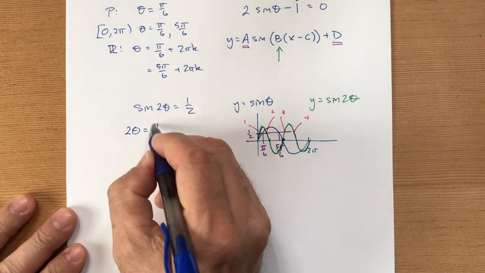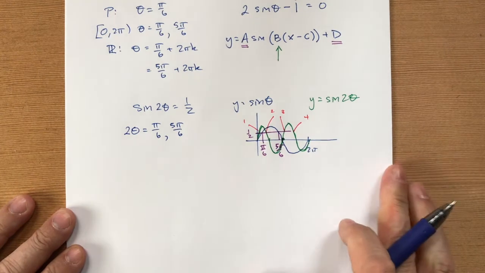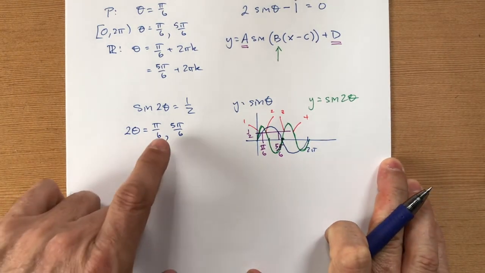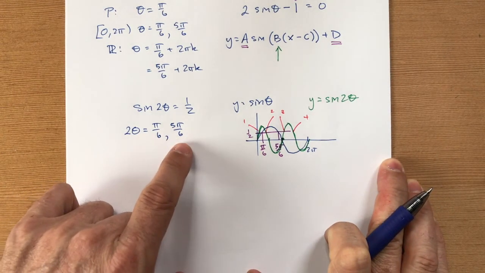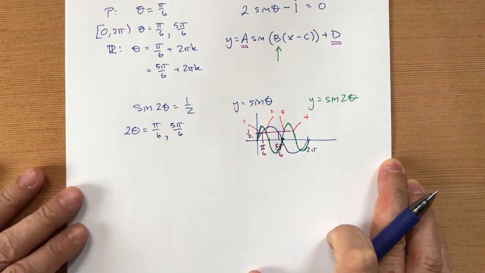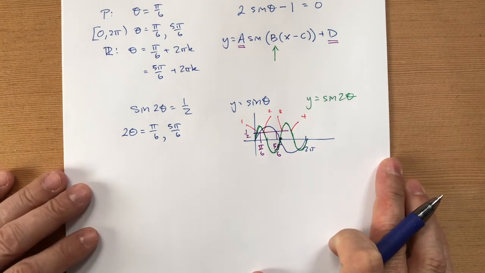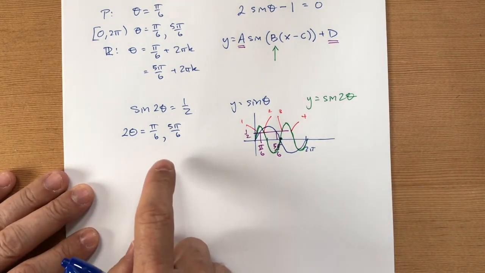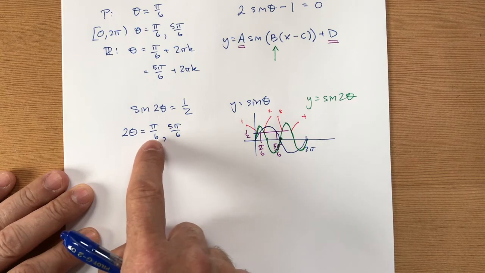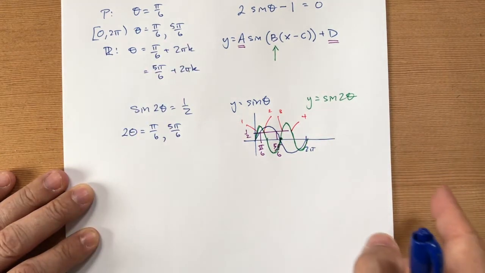Well, we know it's equal at pi over 6 and at 5 pi over 6. But I need twice as many answers, so you need to keep going and figure out what those values are. What I mean by that is that you just add 2 pi. Adding 2 pi gives you your second rotation.